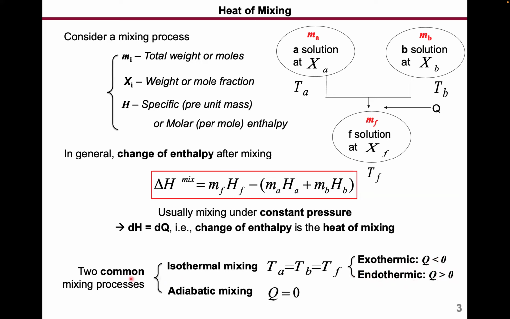Okay. And then you can also perform mixing in an insulated mixer, right? So in that case, you are talking about adiabatic mixing, and your Q is equal to 0, right? And if your Q is equal to 0, then depending on your mixing species, your temperature may fluctuate, right? So these are two common mixing processes.